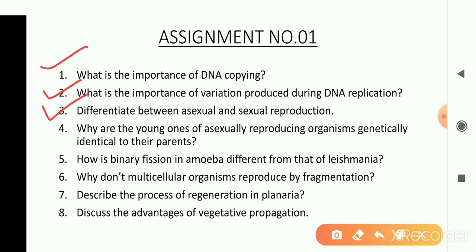Why are the young ones of asexually reproducing organisms genetically identical to their parents? How is binary fission in amoeba different from that of leishmania? Why don't multicellular organisms reproduce by fragmentation? Describe the process of regeneration in planaria and discuss the advantages of vegetative propagation.